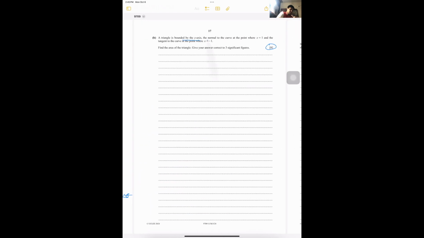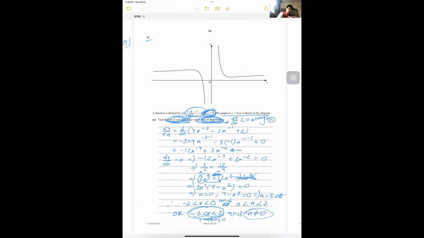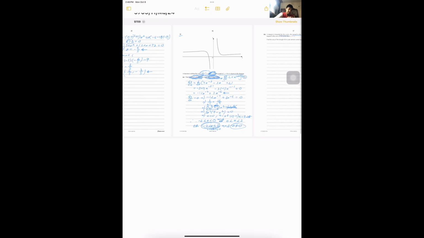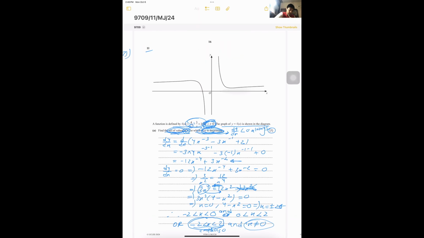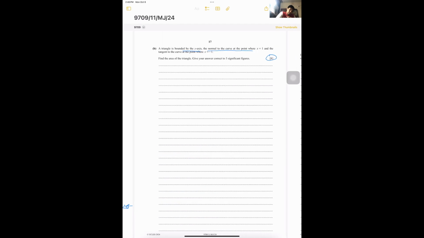the normal to the curve at the point where x equal to 1. So there is a normal to the curve at x equal to 1. Let's say, at this point, let's say this is x equal to 1. Right, this is, let's say, x equal to 1, and the tangent to the curve at the point x equal to -1.